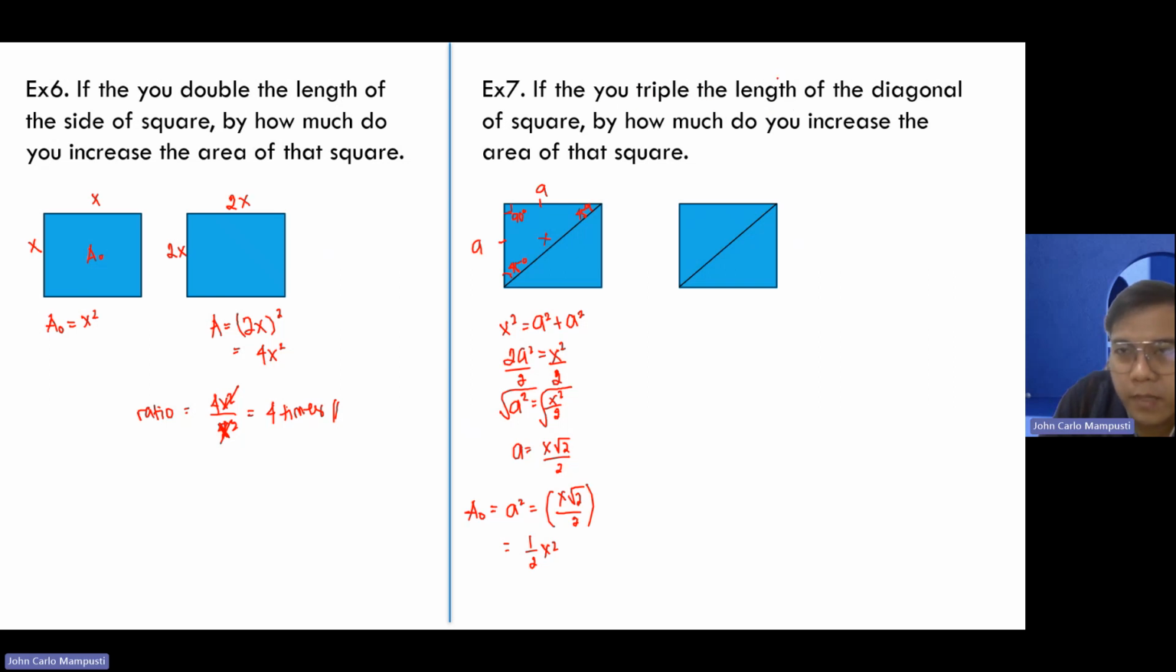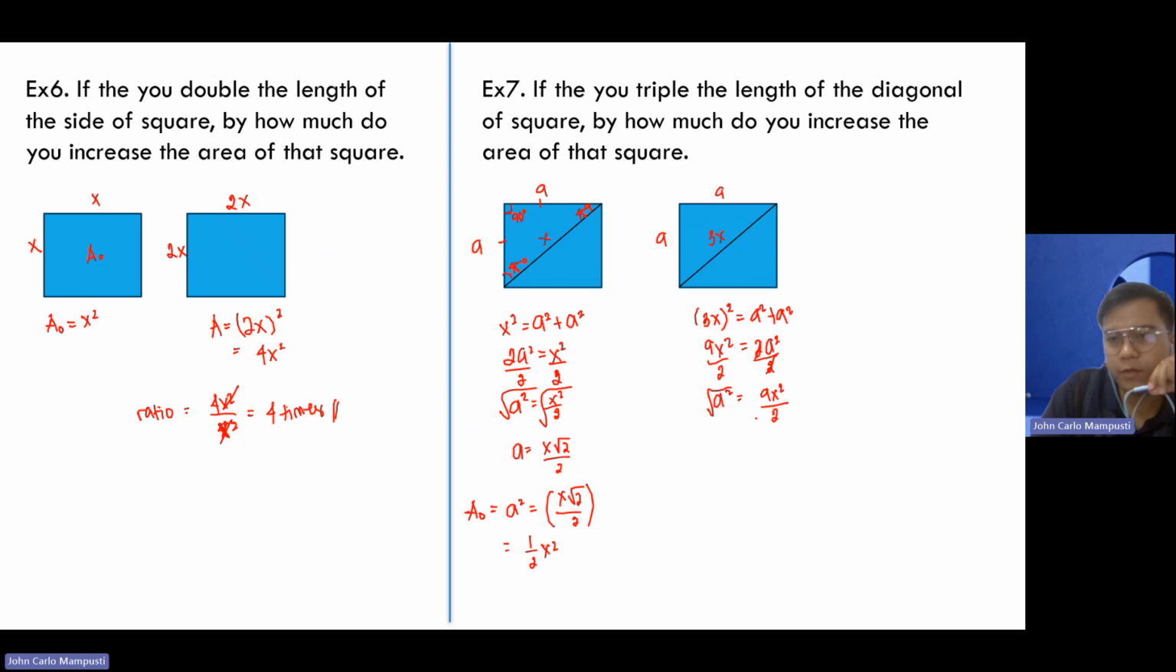So kapag trinipol naman natin yung length ng diagonal ng square, this is 3x. So ganun din, no? This is a and this is a. So this is 3x squared, 3x quantity squared. This is a squared, this is a squared. Okay. This one, this is 9x squared equal to 2a squared. Divide both sides by 2. Therefore, a squared equal to 9x squared over 2.